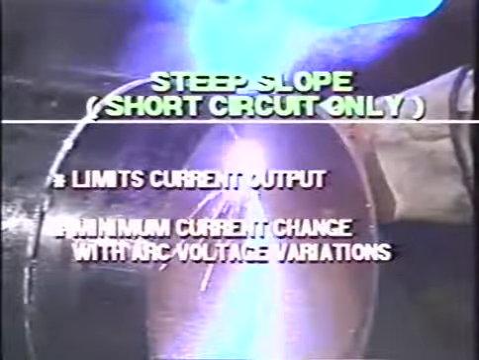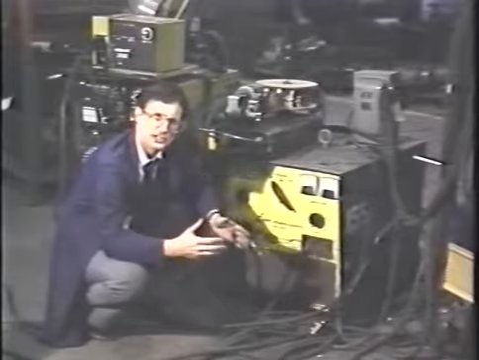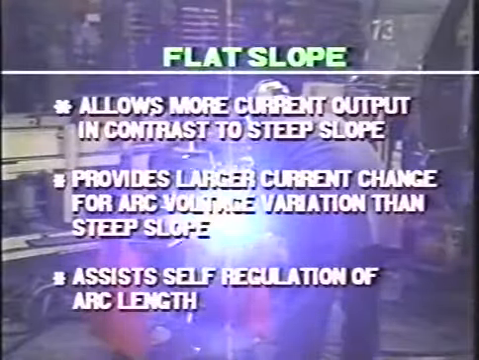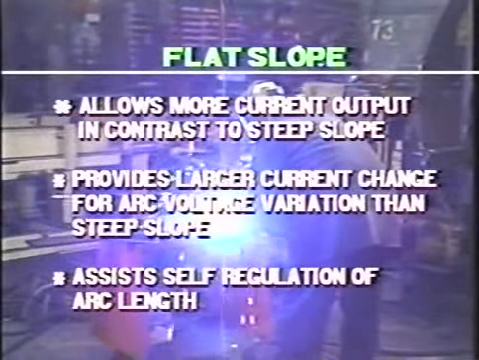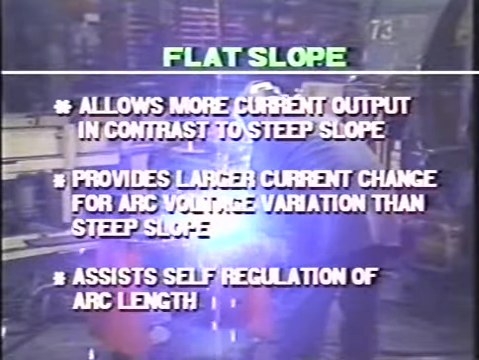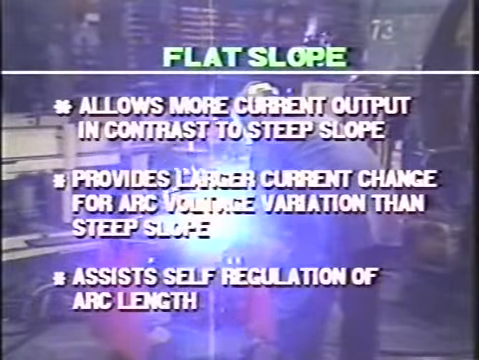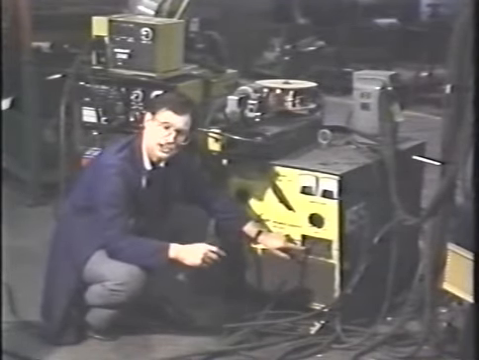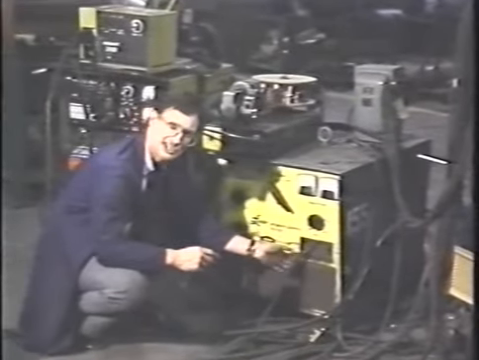And then when you go to spray transfer, you might possibly want to weld 3/16 to half-inch steel. Then you would have the flat slope output. The flat slope output actually allows more current if the wire does short circuit, so that the power source can respond more quickly to the changes during a weld. Now, a lot of machines may not have these two outputs, but they will have an output which is somewhere in between the steep and the flat.